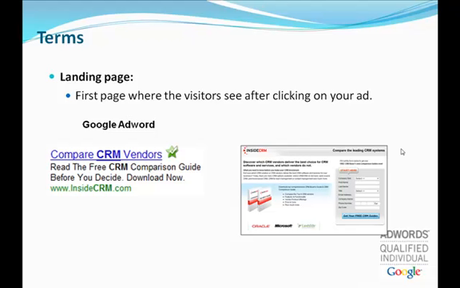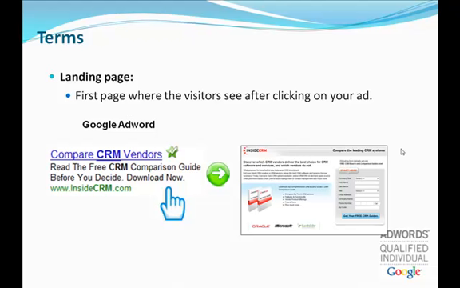A few terms. One is the Google AdWords ad, sometimes called ad text. So on the left-hand side here we can say compare CRM vendors. CRM is a type of software that a lot of sales organizations use. When they click on that, they get sent to a landing page. Inside CRM landing page, you can see here, very well structured landing page.